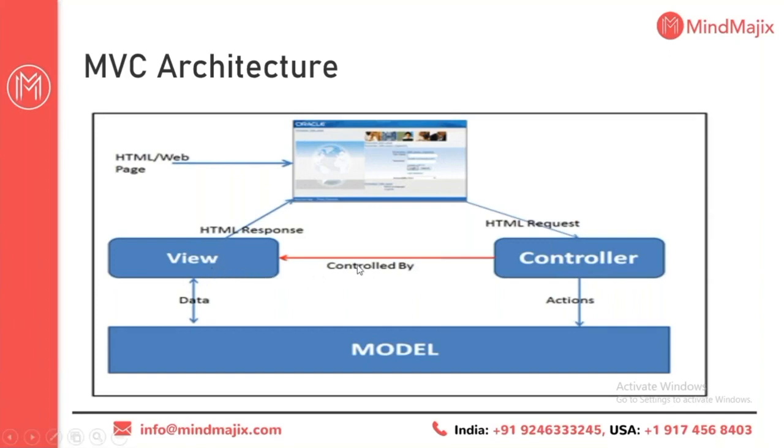So that's where this arrow depends. This view will be controlled by this controller, because the navigation of the page is also decided by the controller, based on the successful execution of the business logic. Further, it will be navigated to another page, and that is decided by the controller. So basically, the job of the controller is to direct the application code and also execute the business logic from the model. Once this is done, the HTML response will be returned back to the browser.